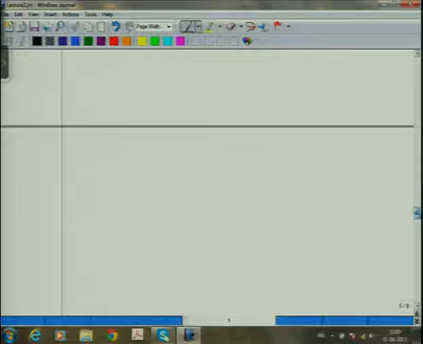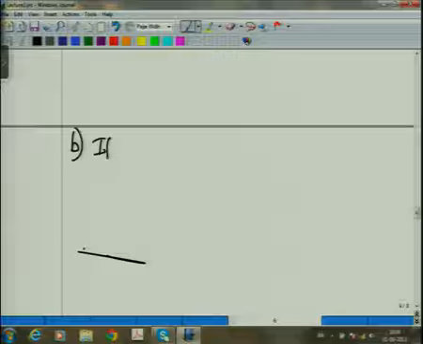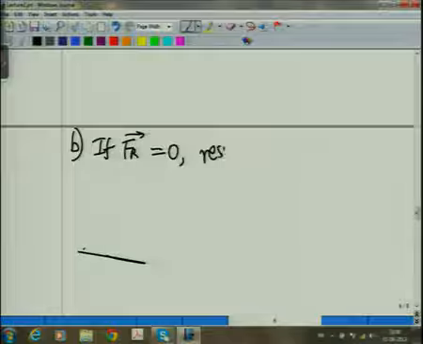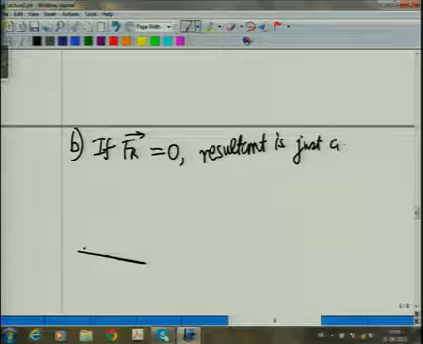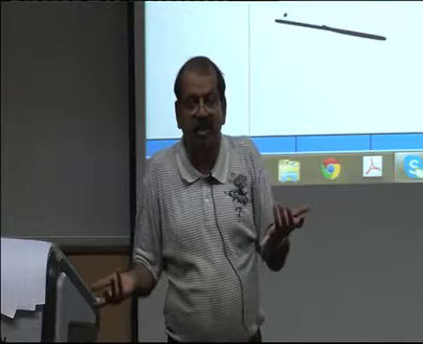Now here, there could be a second case where FR is equal to 0. Then in that case the resultant is just a couple CR, and this is the simplest resultant. About any point it doesn't matter. If this force system eventually is only couples, then the couple will be the same about all the points. You just have to add the couples, and that itself is the simplest resultant.